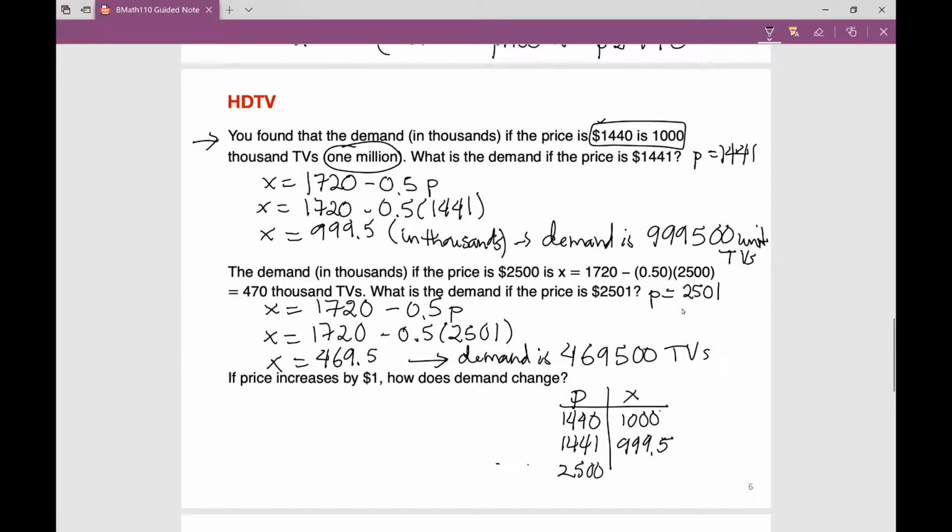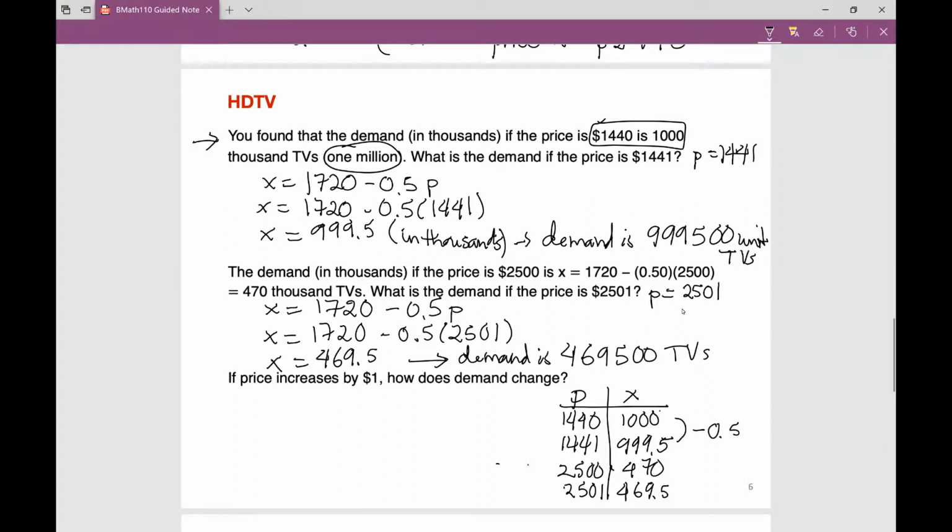And then in another case, I'm going to have the price at 2,500, and the demand will be 470,000, and it changing to be 2,501. Then I have demand will be 469.5. So you see that the demand is decreasing by about negative 0.5. Remember that's in thousand, right?